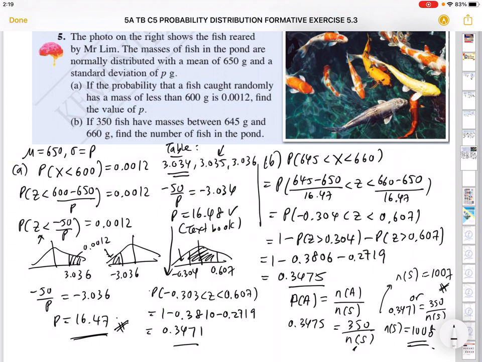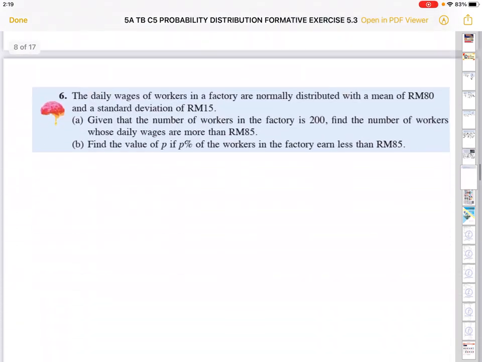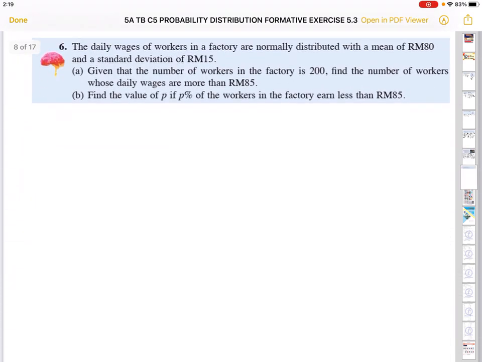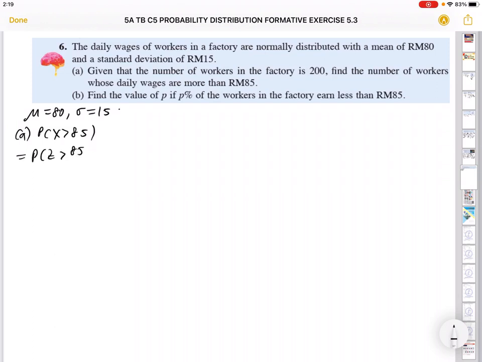All right, moving on to question number 6. Here the daily wages of workers in a factory are normally distributed with a mean of 80 ringgit, mu equals 80, and standard deviation 15. Given the number of workers in the factory is 200, find the number of workers whose daily wage is more than 85. So we take P(X more than 85). We standardize it. This will be 85 minus 80 divided by 15, which is 0.333. Again, you can use 1/3 if you use it directly.